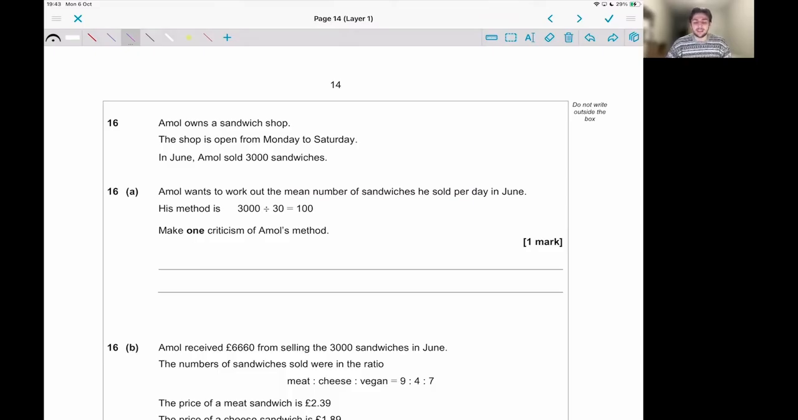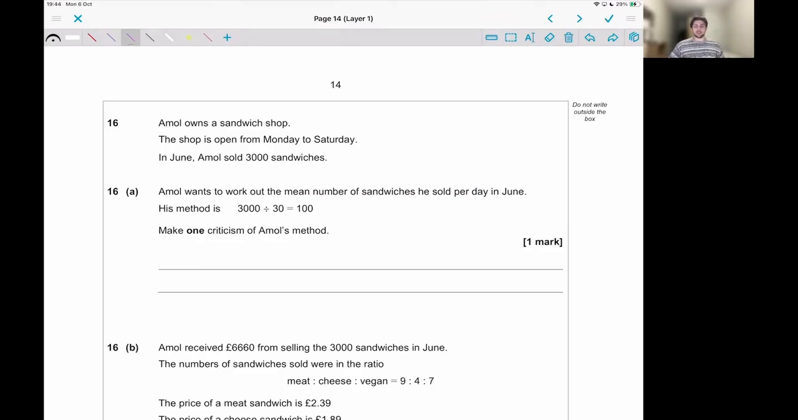What's the criticism we can make? Well, yes, there are 30 days in June, but he wasn't open for 30 days in June. He's only open Monday to Saturday. So if he's only open 6 days a week, then he will have actually sold more than 100 sandwiches because he's averaging for days that he didn't sell any sandwiches. So his actual number will have been higher. So the criticism we can make is he was only open 6 days a week. He's assuming he's open every day.